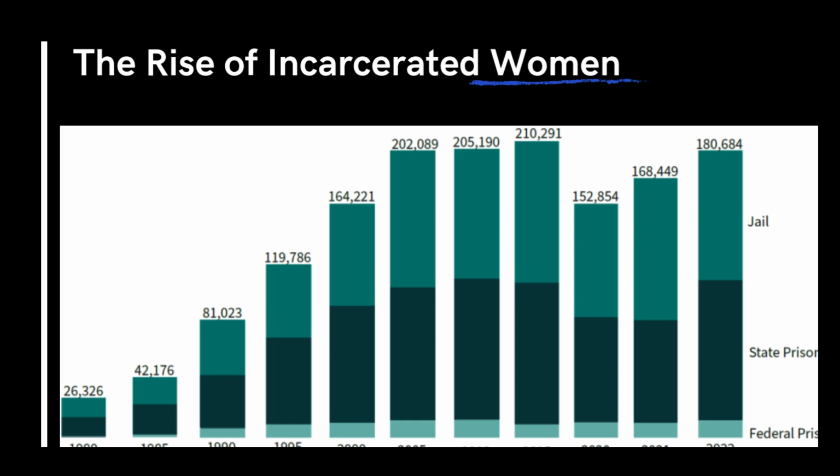And here's a graph showing the rise of this incarceration and how that has played out since 1980 to 2022. And as we can see in 2022, it looks like the jail and state prisons are pretty split, and then federal prison has the lowest number. And interestingly, back in 1980 and 1985, that number was nearly nonexistent for federal prisons. So it seems like state prisons and the local jails have traditionally housed most of the women who are incarcerated.